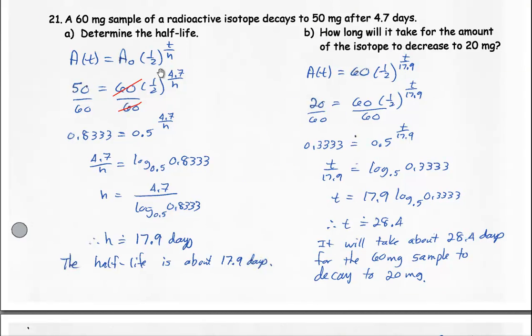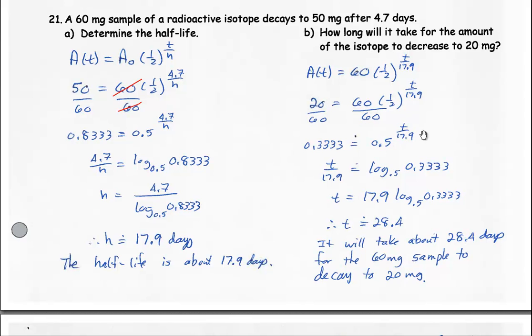So now we have the formula, same formula as I used right here, except we now know that h is 17.9. So we're asked how long will it take for the amount of the isotope to decrease to 20 milligrams. So 20 goes in place of A of t, and we're solving for time. And so I divided the 60 again. 20 divided by 60 is 0.3 repeating. And so we would just have a half to the power of t over 17.9.